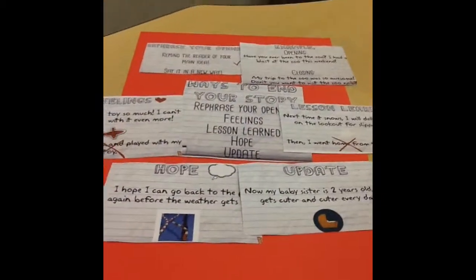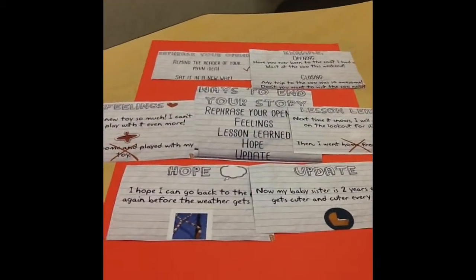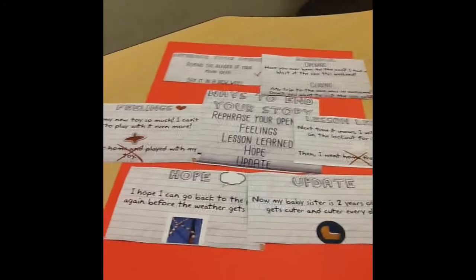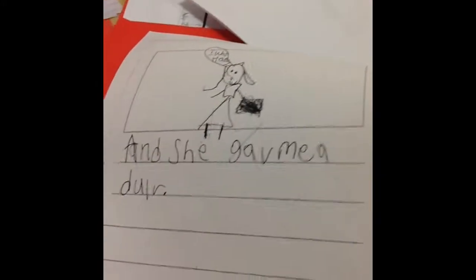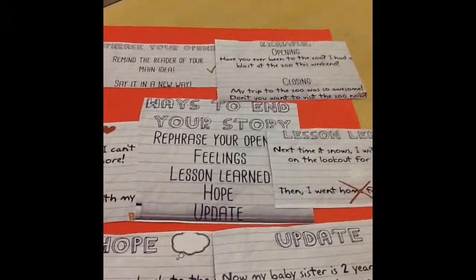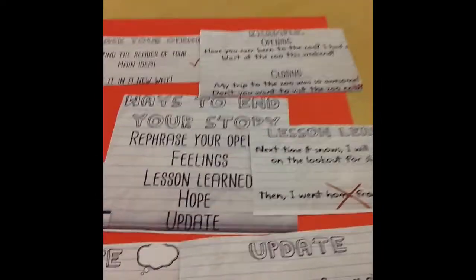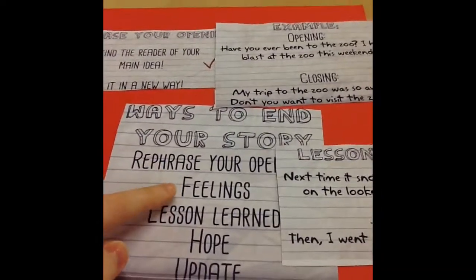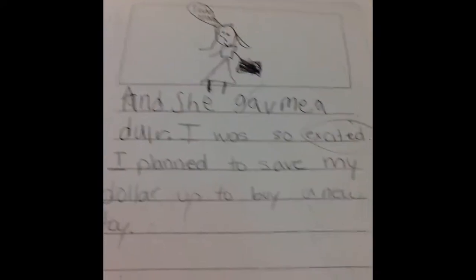So Angelina looked at these resources and thought, right now, my story says, and she gave me $1. I think I can make that even better by trying out one of these 5 endings. Let's see what Angelina did. Angelina decided that she would try to end her story with feelings. So she kept what she had written, but added on to make it even better.